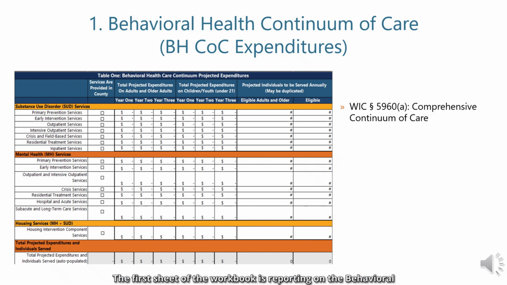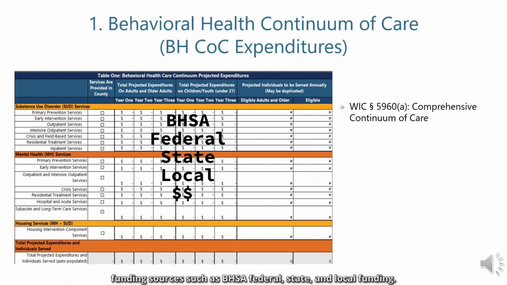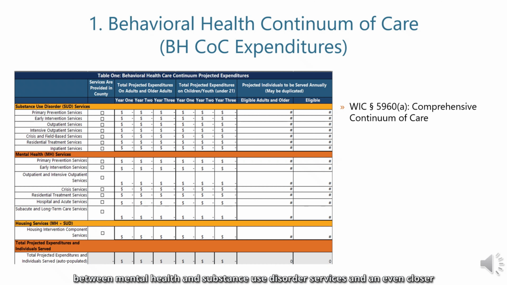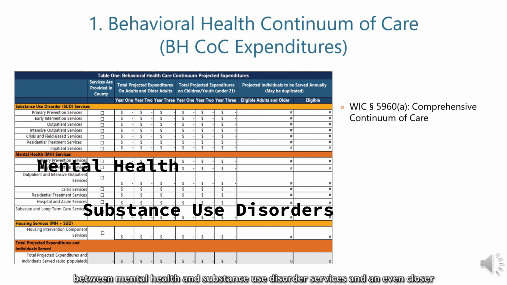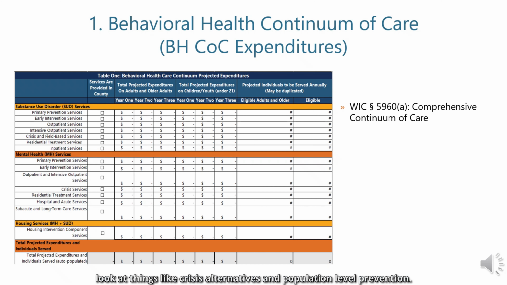The first sheet of the workbook is reporting on the Behavioral Health Continuum of Care, abbreviated as COC, expenditures. This opening sheet captures a county's full programmatic spending plan across the behavioral health continuum. By reporting all funding sources, such as BHSA, federal, state, and local funding, the sheet provides a single look at how counties are balancing investments between mental health and substance use disorder services, and an even closer look at things like crisis alternatives and population-level prevention.